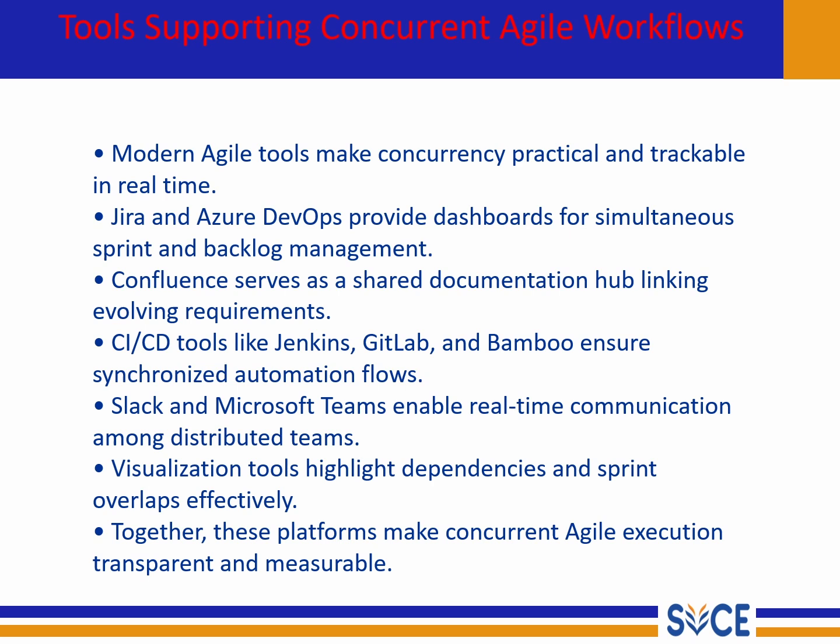CI/CD tools like Jenkins, GitLab, and Bamboo ensure synchronized automation flows. Slack and Microsoft Teams enable real-time communication among the distributed teams. Visualization tools highlight dependencies and sprint overlap effectively. Together, these platforms make concurrent agile execution transparent and measurable.